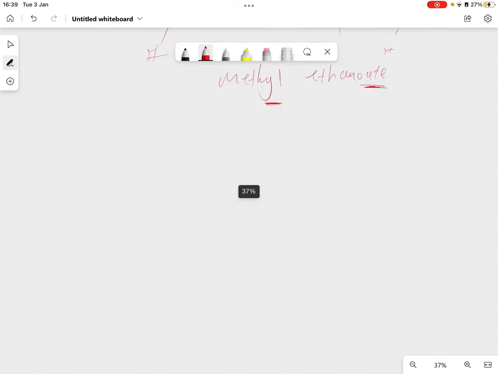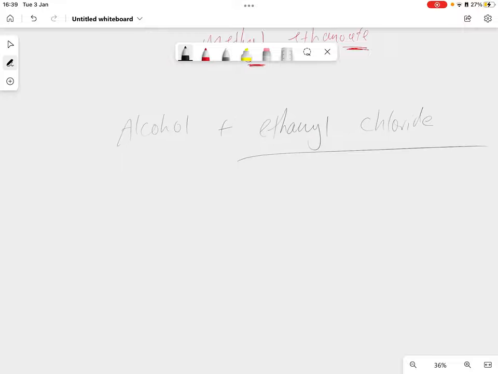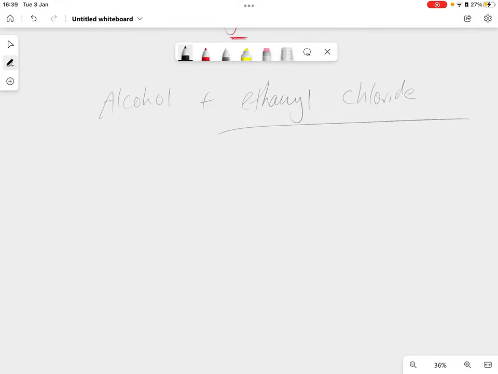So another way for us to make an ester from an alcohol is to react an alcohol plus an acid chloride. I'll use ethanoyl chloride as an example for this experiment. Due to the reactivity of ethanoyl chloride, there's no catalyst or special conditions needed. This is just due to the complete reactivity of ethanoyl chloride. It will still form an ester.